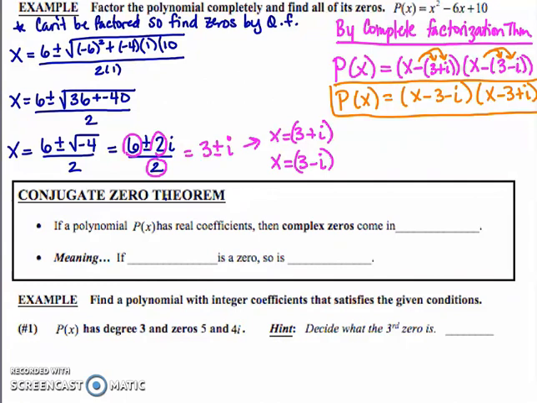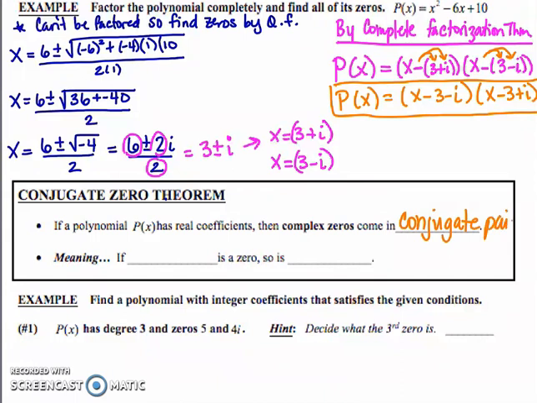Next, we're going to talk about the conjugate zero theorem, which I actually already mentioned earlier in this section of notes. I just didn't call it that. So the conjugate zero theorem says that if a polynomial p of x has real coefficients, then complex zeros come in conjugate pairs.